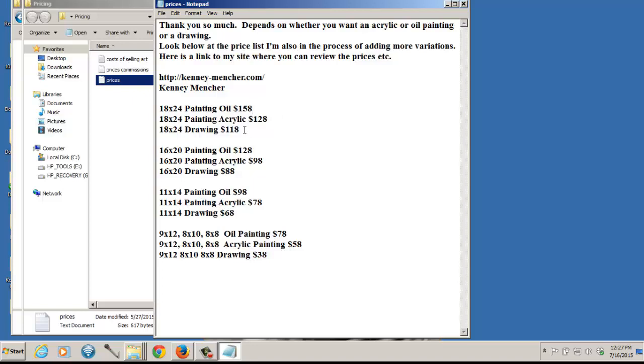Acrylic paintings on paper are a little bit less expensive because those are easier for me. They're more like wash drawings, and I sell significantly less works on paper than I sell the oils. People want oil paintings. And you can see that I've got this price point for things.